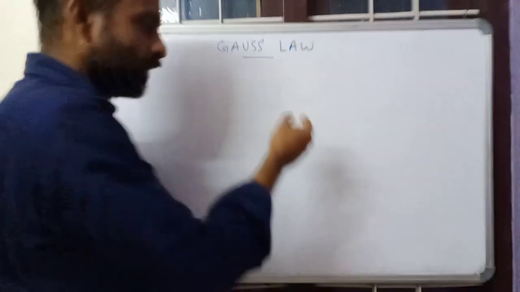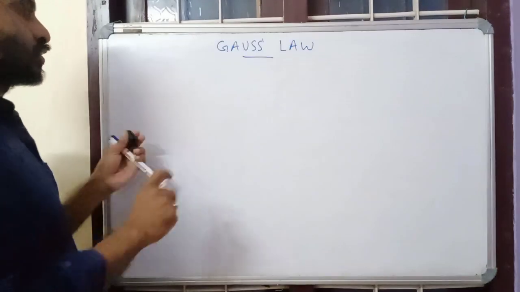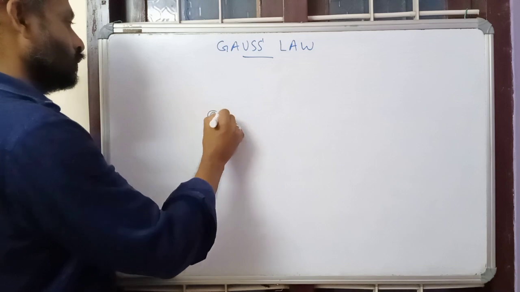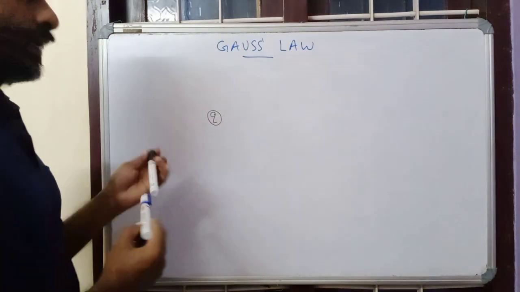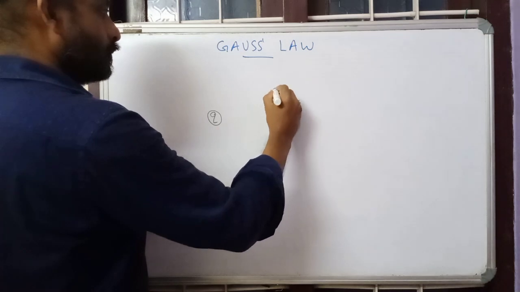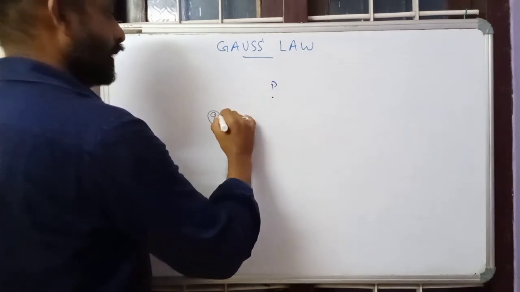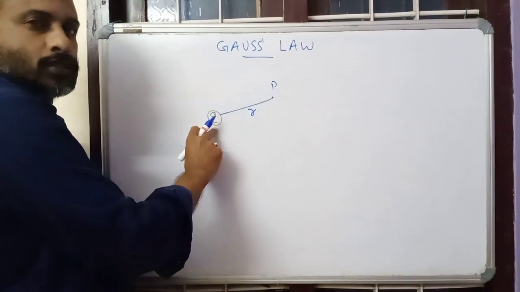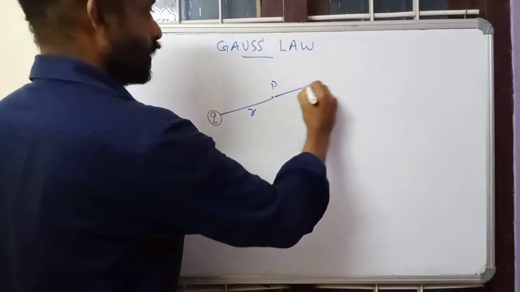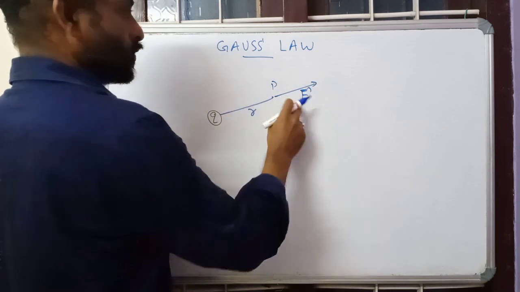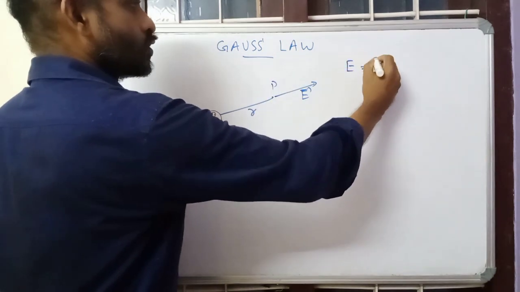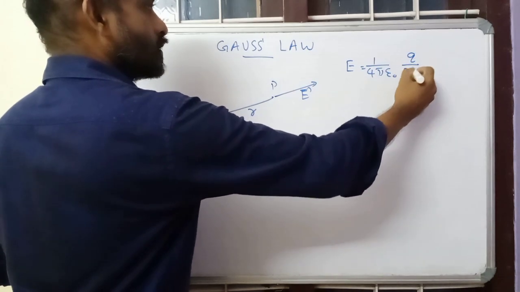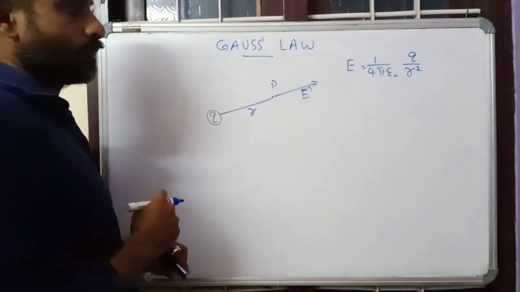The closed surface will take the shape of a sphere. So let us have a charge q here. Then I am going to consider a point P at a distance r from the charge. Now at this point, the charge q will produce an intensity. This is the direction of the intensity vector. The intensity is equal to 1 by 4 pi epsilon 0 times the charge by distance square. This is the equation for intensity.